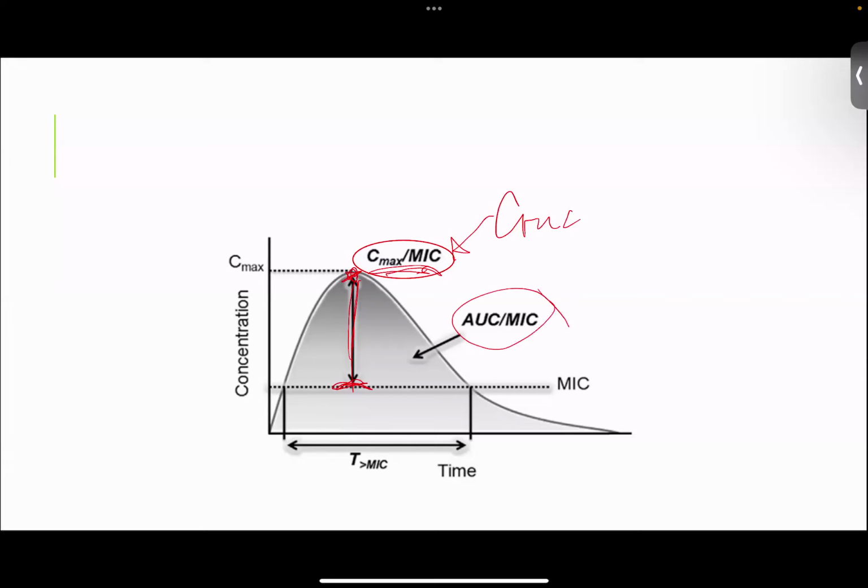So this would be for our concentration dependent killers. This would be for our time dependent killers, right? Notice none of these are CSS average, are they? That's why I wanted to just, after we mastered the CSS average stuff, I wanted to take a step back and talk about these different goals now. So how are we going to help our patients achieve this?